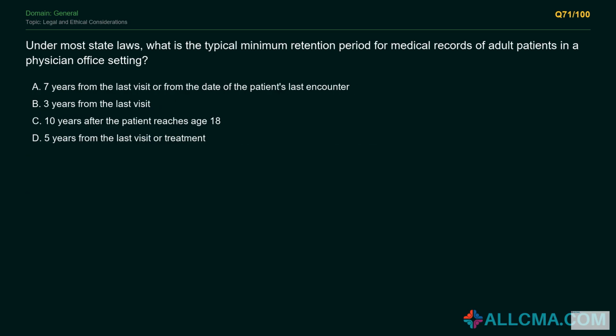Question 71. Under most state laws, what is the typical minimum retention period for medical records of adult patients in a physician office setting? Option A. 7 years from the last visit or from the date of the patient's last encounter. Option B. 3 years from the last visit. Option C. 10 years after the patient reaches age 18. Option D. 5 years from the last visit or treatment.